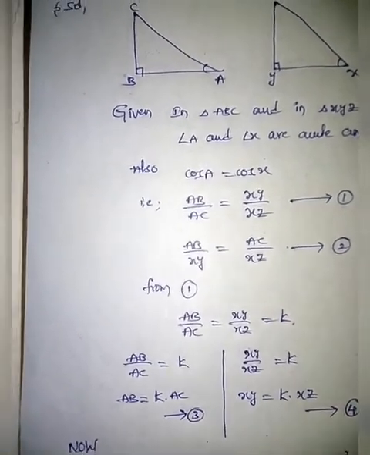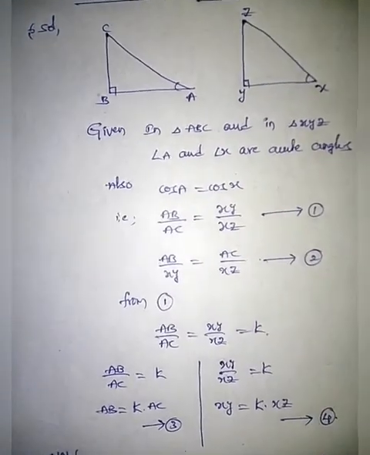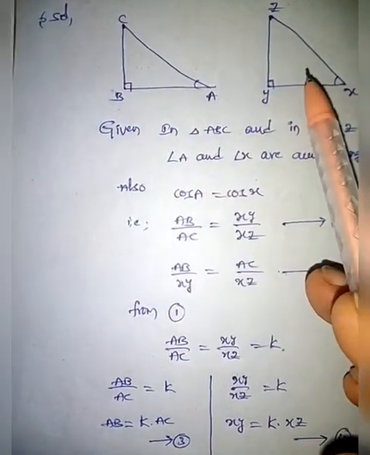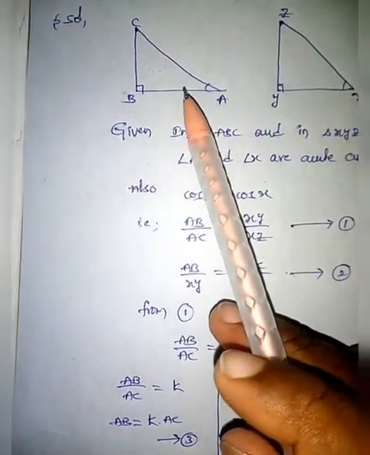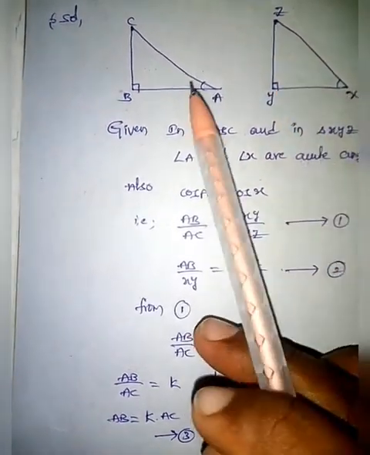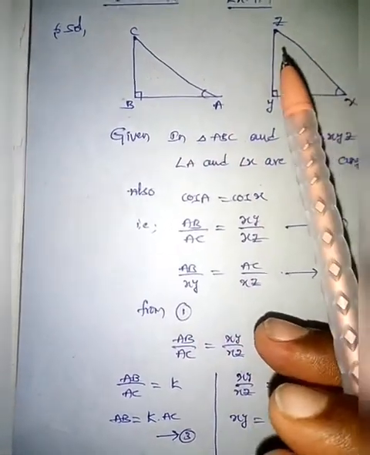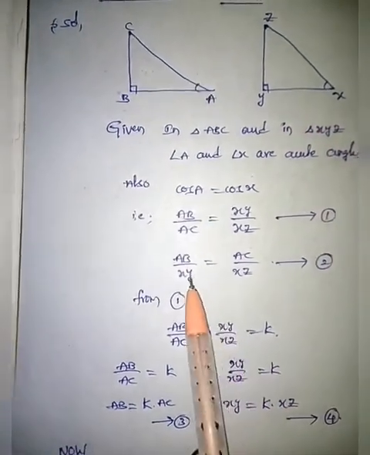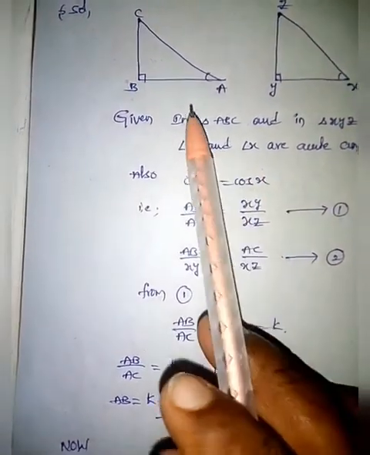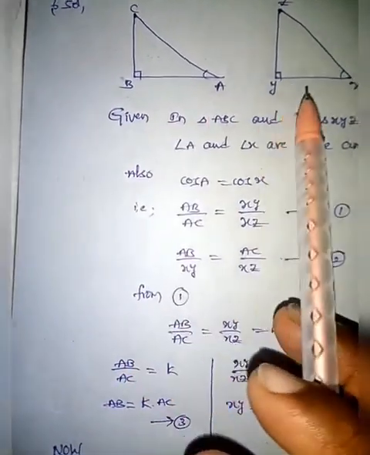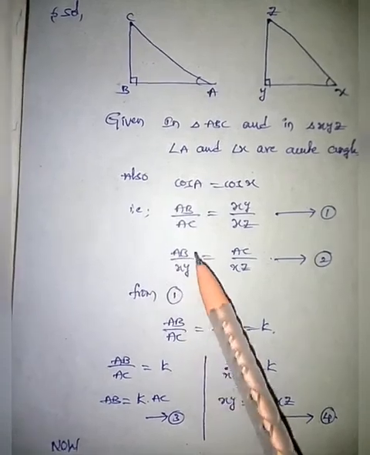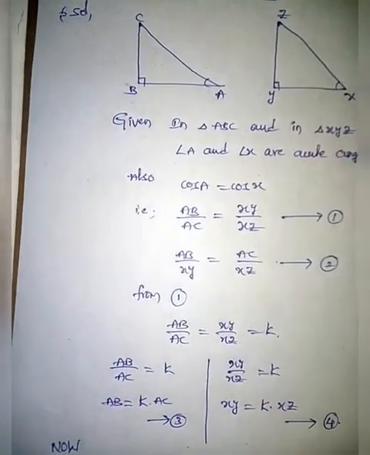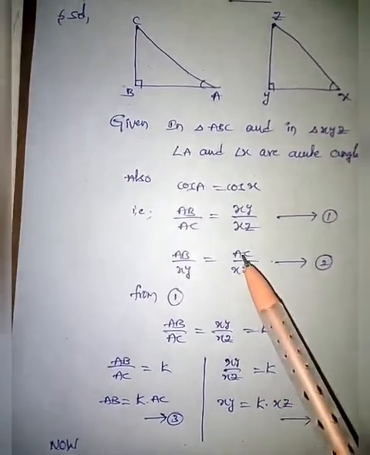Children, I already told you that for proving the given statement we have to show that triangle ABC is similar to triangle XYZ. How can we show that? If we show that corresponding sides ratio is same, then we can say that triangle ABC is similar to triangle XYZ. So here the corresponding side of AB is XY, and the ratio AB by XY is equal to the other side's ratio, that is AC by XZ.